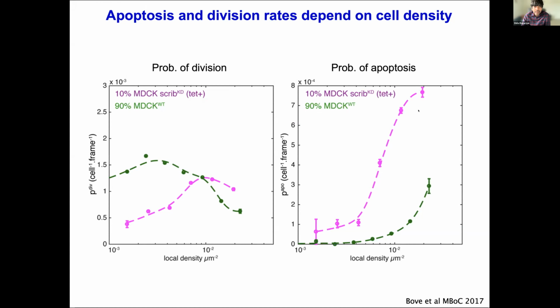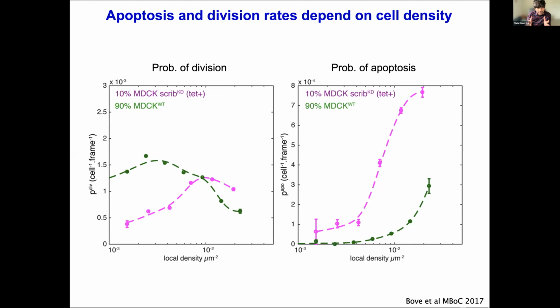And when we look at probability of apoptosis, we see very different behavior for the mutant versus wild type. The mutant cells are more sensitive to crowding, so they die. The probability of apoptosis or death for the mutant cells is much higher than the wild type cells at a similar comparable density, right? So you can see that there will be competition between these two cell types because they have different rates of growth and different rates of death.